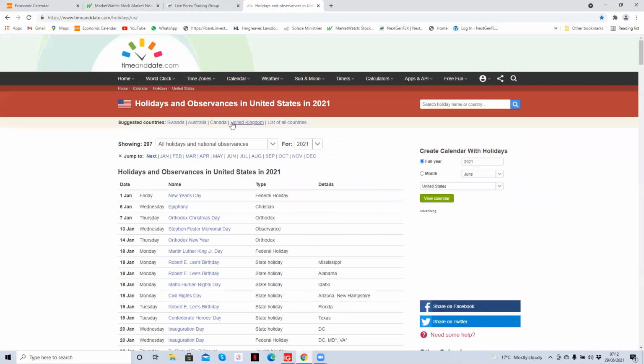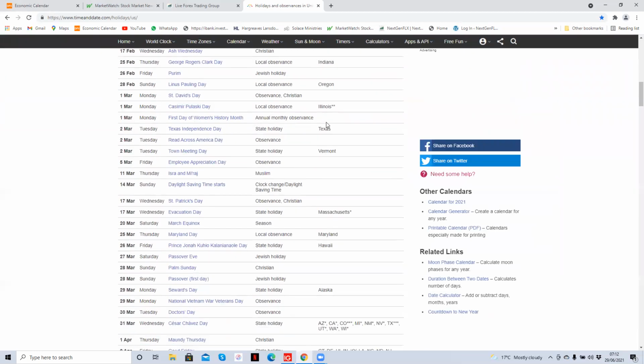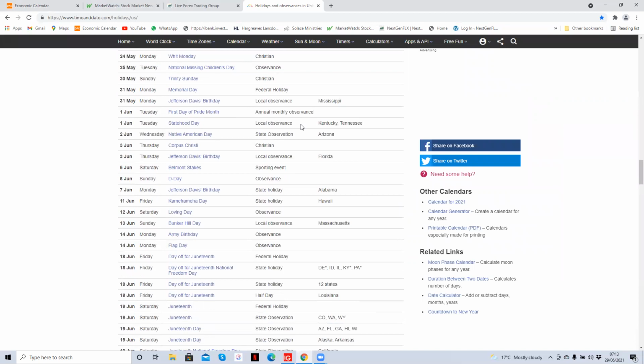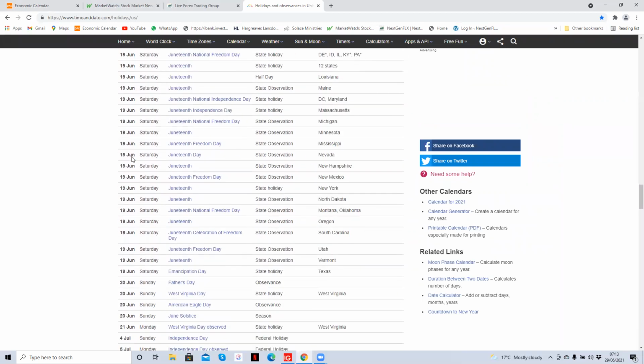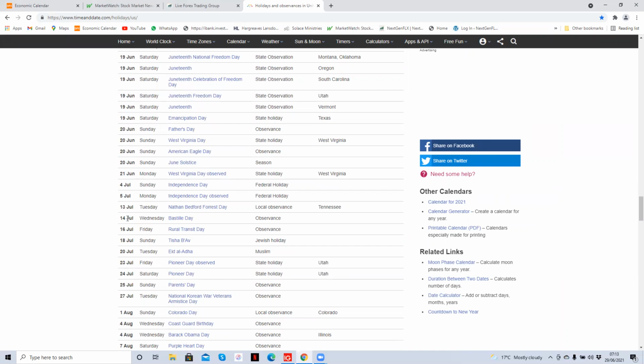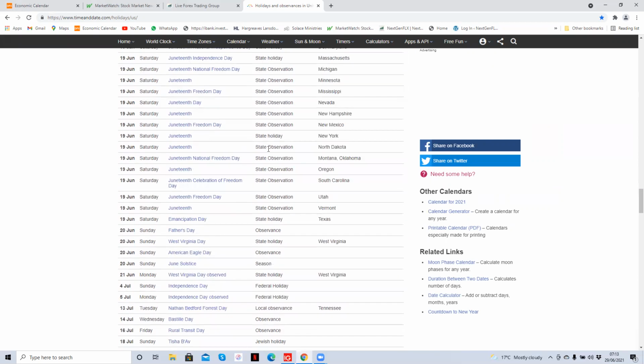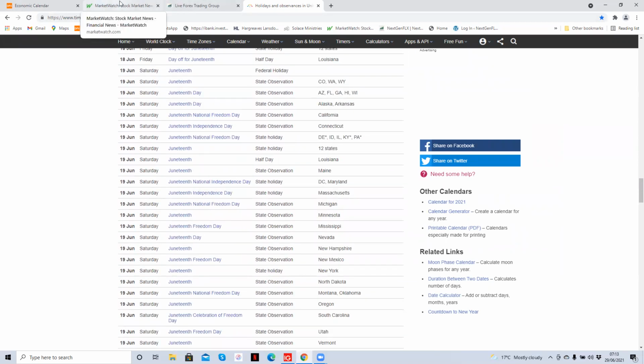So again, don't forget to check public holidays. Let's scroll down quickly to June, July. We're currently on the 29th of June. So we can see that the next federal holiday in the US is the 4th of July, which is Independence Day. But because it falls on a Sunday, the Monday afterwards will be a federal holiday. So next week, Monday, will be a public holiday in the US, so you want to avoid trading next week Monday. Again, don't forget to check for public holidays. But there are no public holidays this week or today specifically.